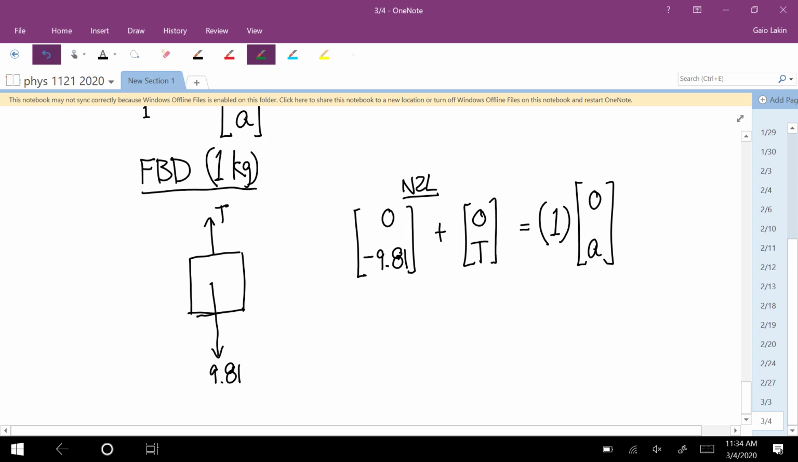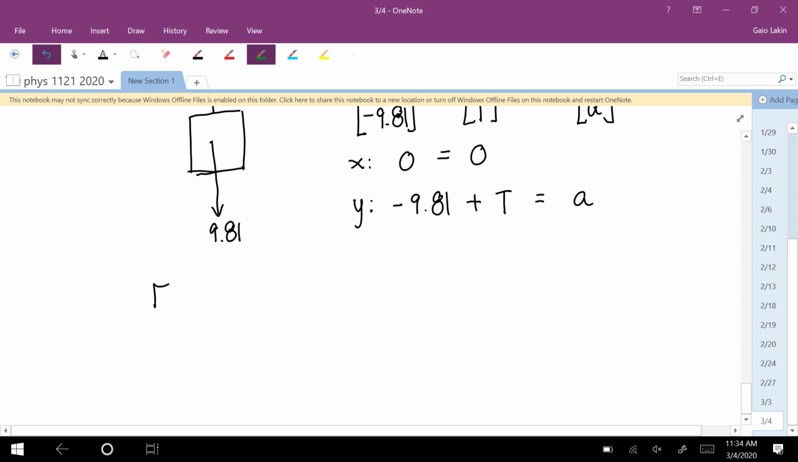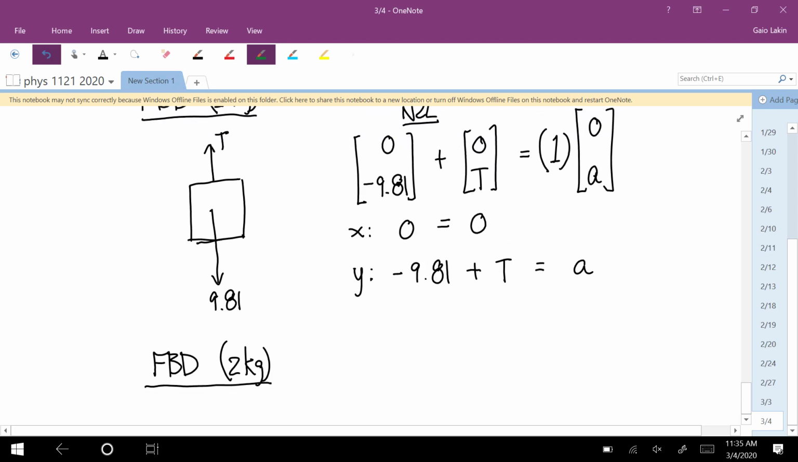Okay. The X equation doesn't help anything. The Y equation says negative 9.81 plus T is equal to A. Okay. And now we'll go to the rolling one. So a free body diagram of the 2 kilogram. Now we're going to have to think of the acceleration of the 2 kilogram in terms of the one that we've already named. Okay. So take a couple minutes, draw a free body diagram, and rewrite Newton's second law.